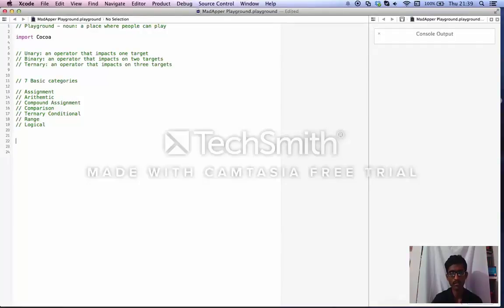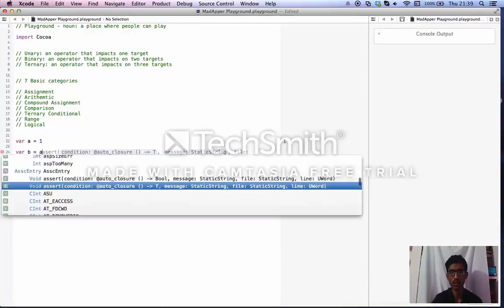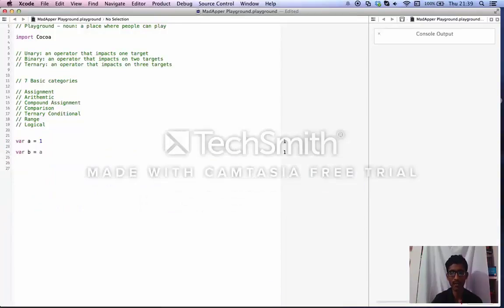Assignment operator is a posh way of saying the equal sign. Therefore, let's say var a is equal to 1. I have just assigned a value to a. If I say var b is equal to a, again I have just assigned it, so the equal sign is the assignment operator.